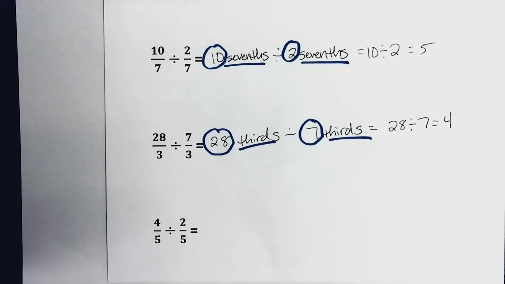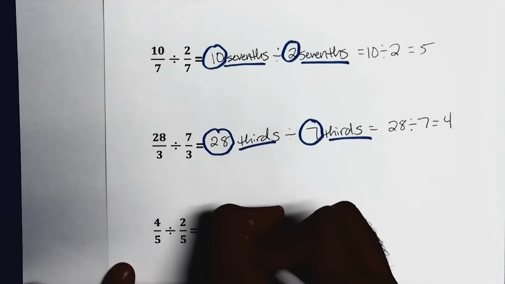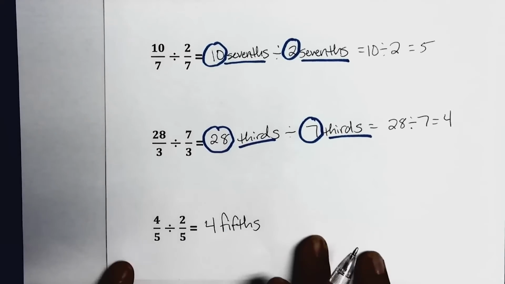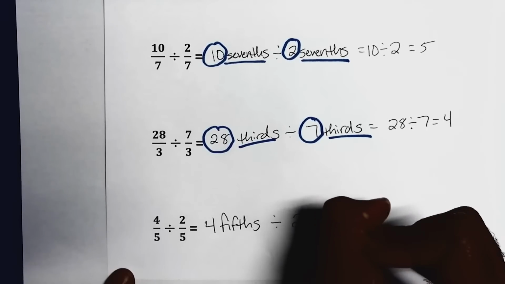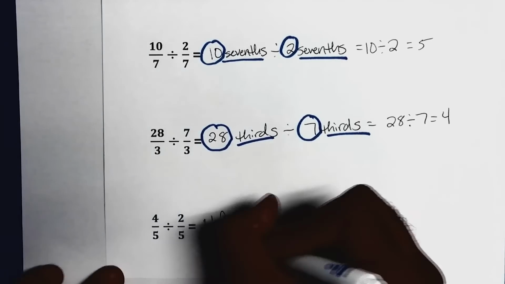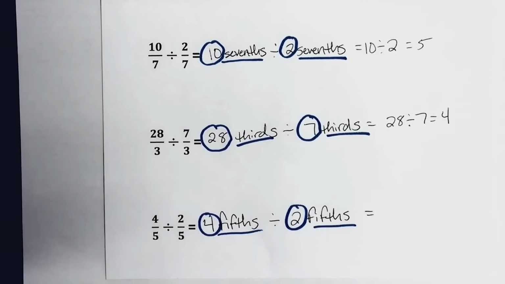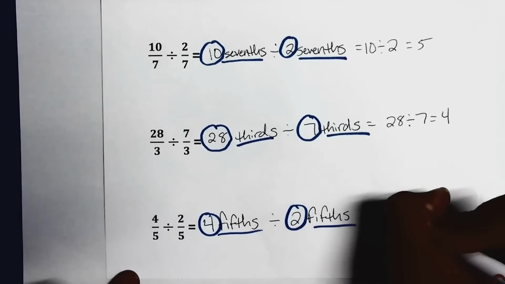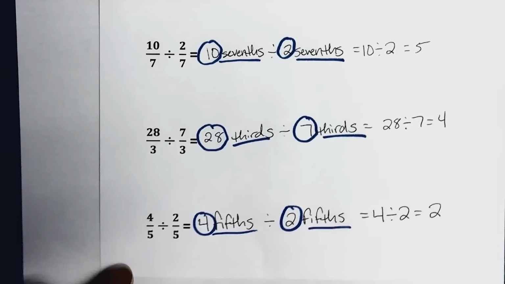This is 4 fifths divided by 2 fifths. Same thing. So my numerators is 4 divided by 2, which is just going to give me what? 2 as an answer. Good job.